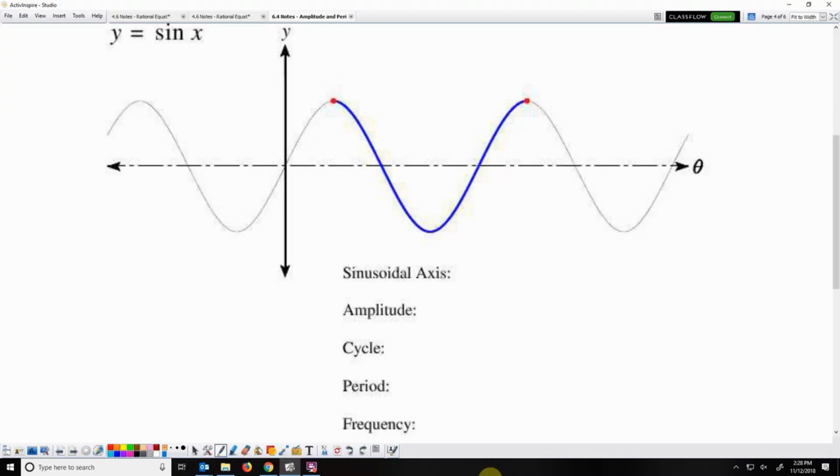Today we're going to talk about graphing a sine and cosine function. Okay, so first we're going to go over some vocabulary. The sinusoidal axis is the horizontal center line, which we'll abbreviate as CL. That's the horizontal center line of the curve.